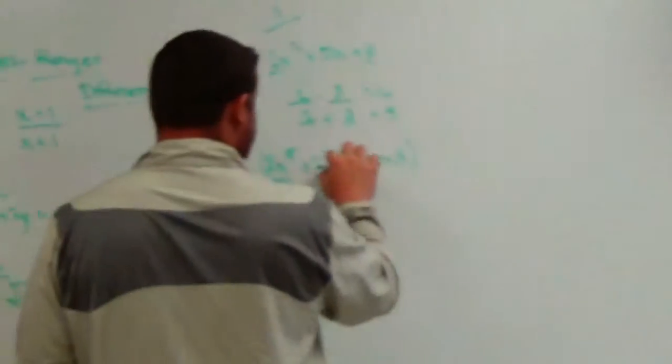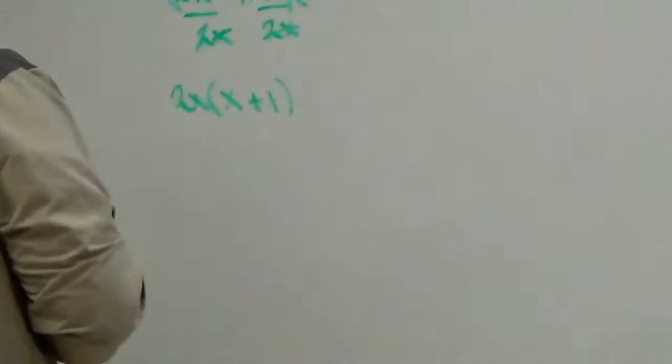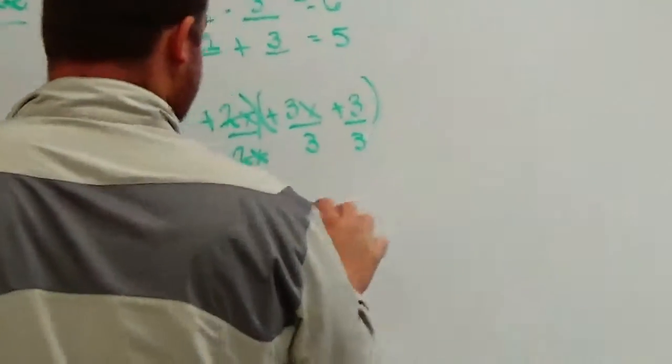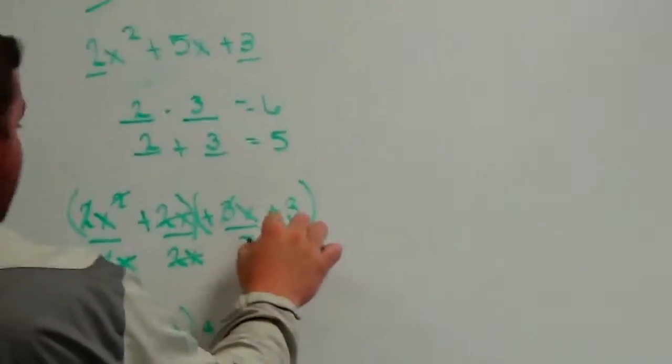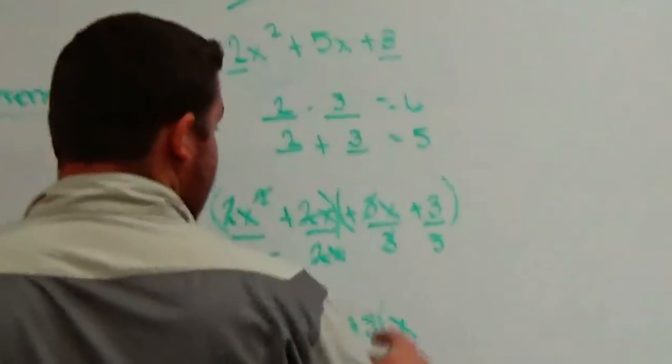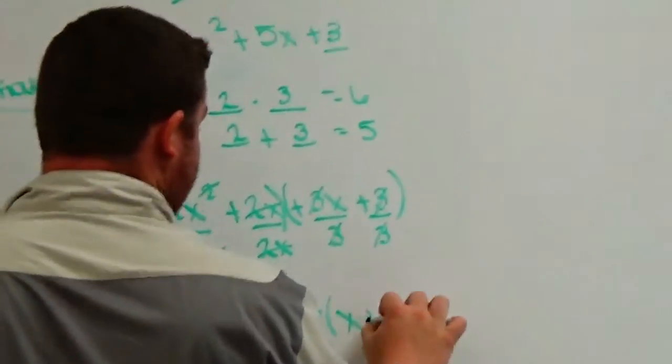We're left with x. Alright? 2x divided by 2x is what? 1. 2x is canceled. Plus 1. What do these 2 terms have in common? 3. Factor out of 3. Positive 3. 3x divided by 3 is what? Just x, right? 3 divided by 3 is what?